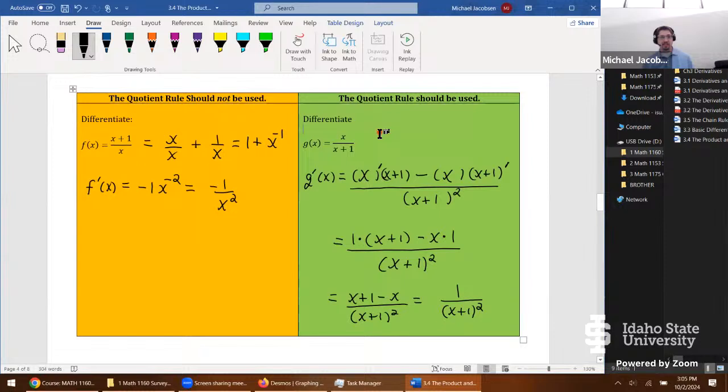What we did, folks, this is how the quotient rule works. And this is a situation where you definitely want to avoid a quotient rule. Any questions at all working through either example?